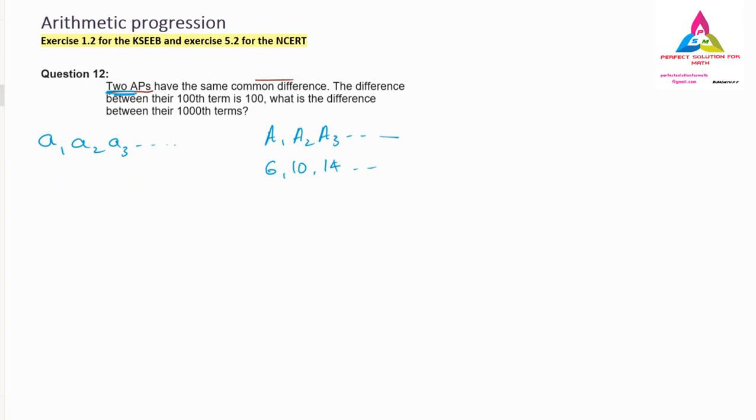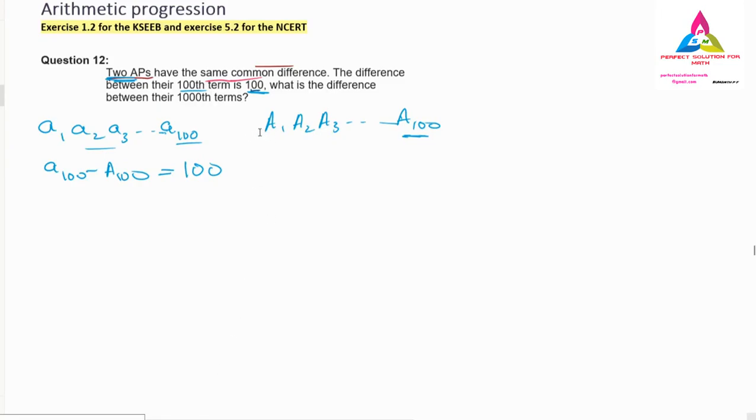The second thing they have given is the difference between the two terms. That is the 100th term: in this AP a100, and in the other AP capital A100. If you subtract them, a100 minus capital A100, the final answer we are going to get is 100. That is the given thing. So what you have to find now is the difference between the 1000th terms.